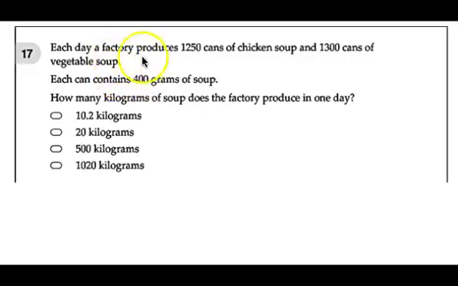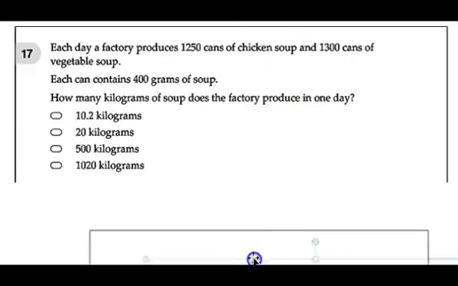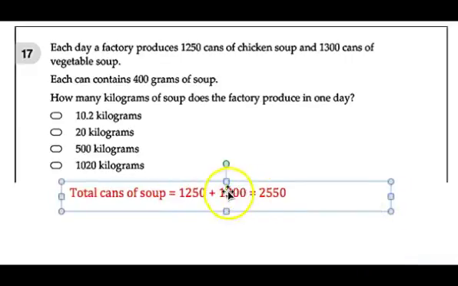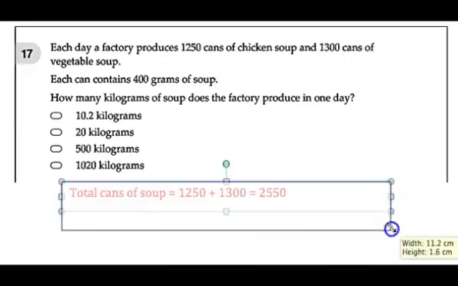17, it says each day a factory produces 1,250 cans of chicken soup and 1,300 cans of vegetable soup, and each can contains 400 grams of soup. So all the different types of soups, whether it be chicken soup or vegetable soup, they all weigh 400 grams. And the question is, how many kilograms of soup does the factory produce in one day? So we know that the total cans of soup is 1,250 plus 1,300, which is 2,550.